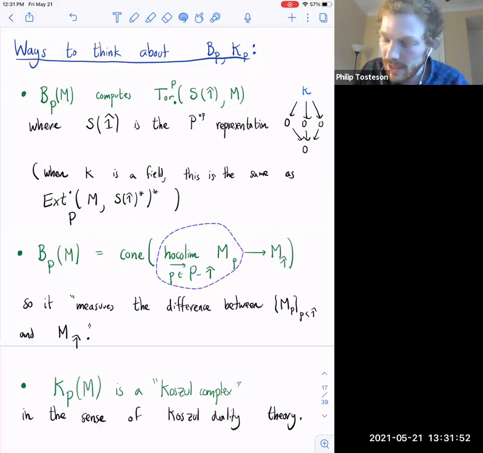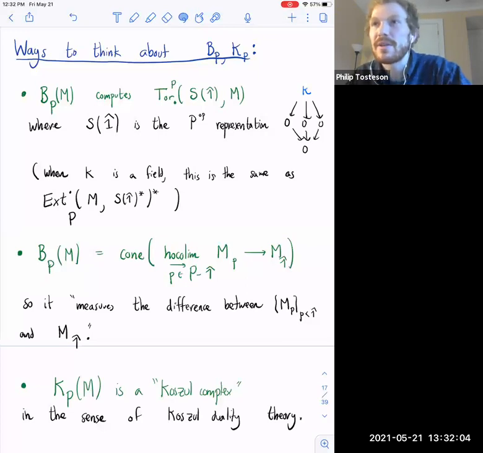One perspective that's a little bit more topologically suggestive is you can think of BPM as being the cone of the homotopy colimit over all elements P less than the top element, MP mapping to M1. So what it's doing is it's measuring the difference between M1 hat and everything below it. This is kind of like the free approximation of all the things below it.